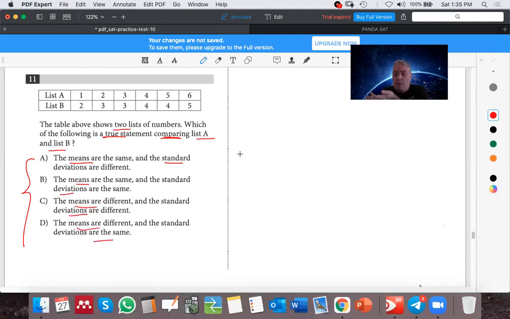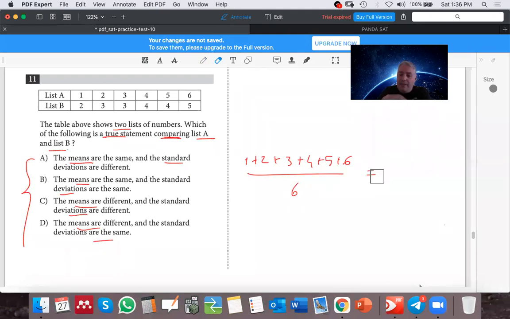So we know how to find the mean. What is the mean? 1 plus 2 plus 3 plus 4 plus 5 plus 6 divided by 6. So this will be 6 times 7. Okay, you can just add them. But I have another idea. Do you know what is another idea?